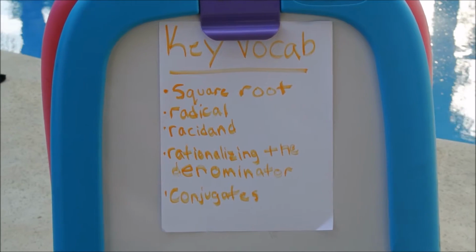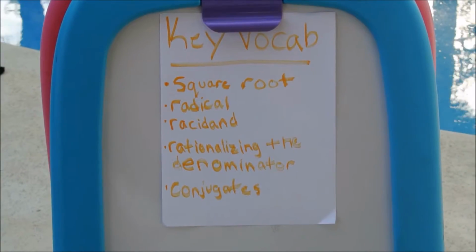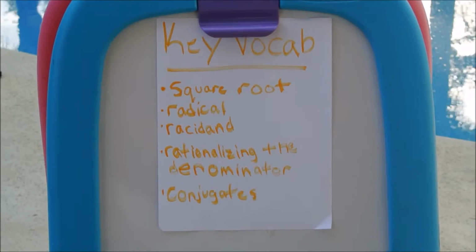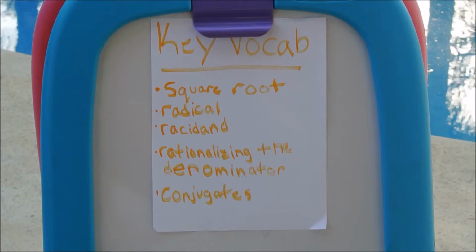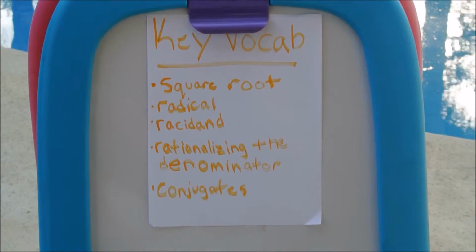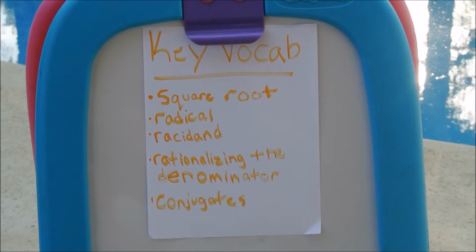1. Square root. A number r is a square root of a number s if r squared equals s. Number 2. Radical. The expression the square root of s is called a radical. Number 3. Radicand. The number s beneath the radical sign is the radicand of the expression. Number 4. Rationalizing the denominator.